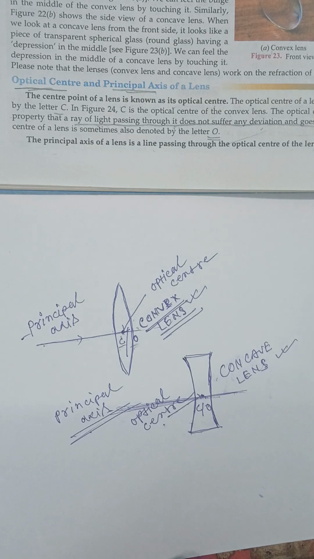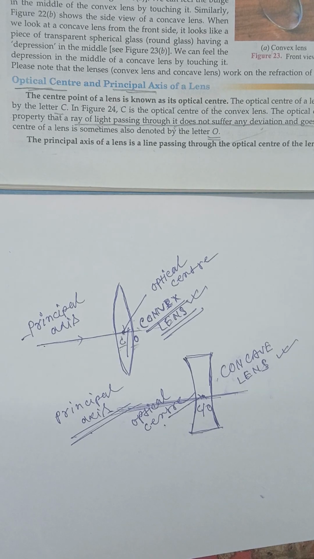So this is very important, and one important point is what? When light rays pass through the optical center, then without any deviation they move, meaning light rays passing through the optical center do not suffer any deviation and go straight. Very important point.